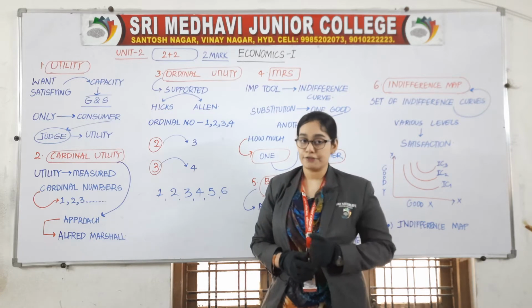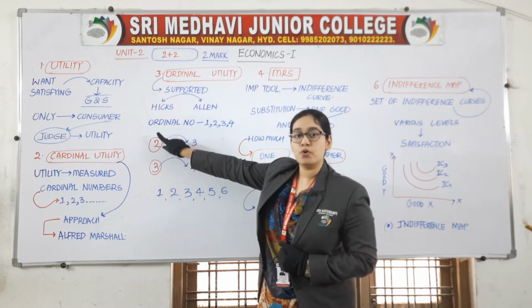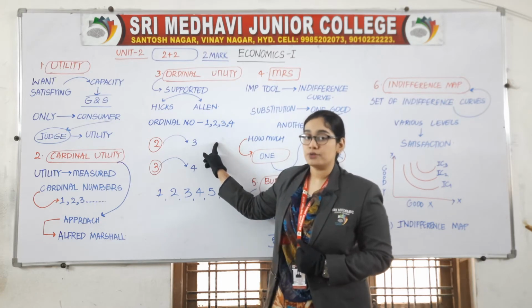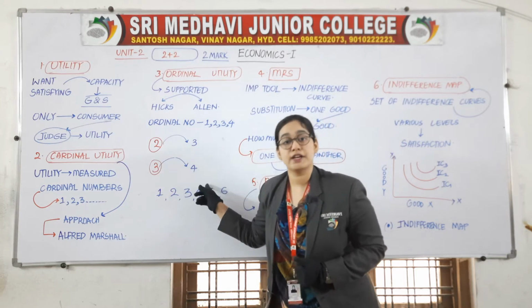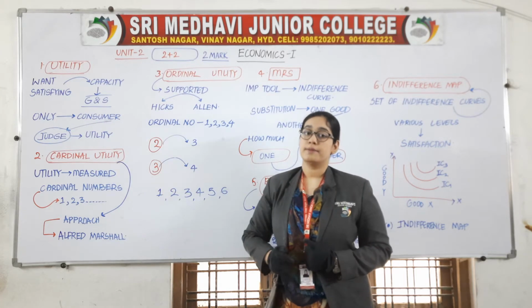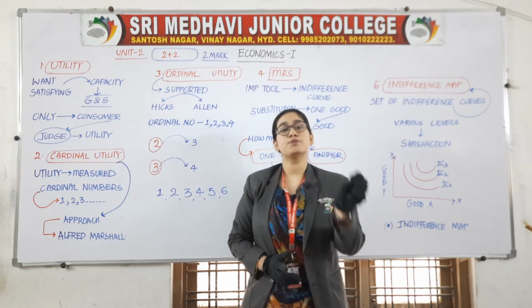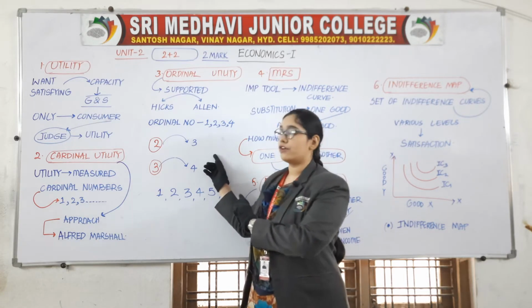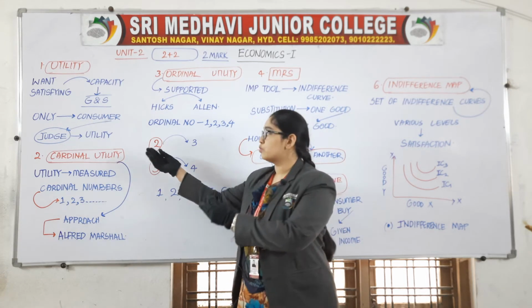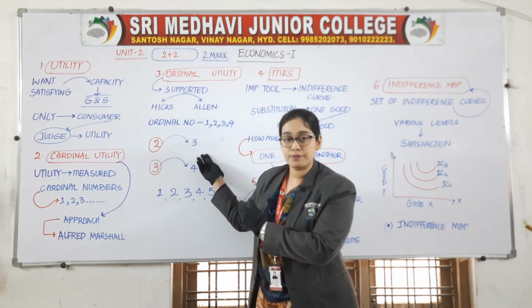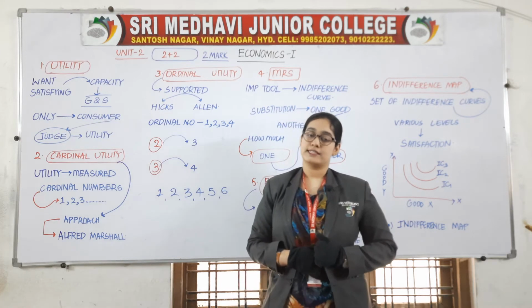Now what is the difference? Here unit 2 will give more satisfaction than unit 3, and unit 3 will give more satisfaction than unit 4. But you may be getting a doubt like, ma'am, 3 is a smaller number than 4, then how can it get more utility? And also 2 is a smaller number than 3, but how can it get more utility? I'll give you an example.